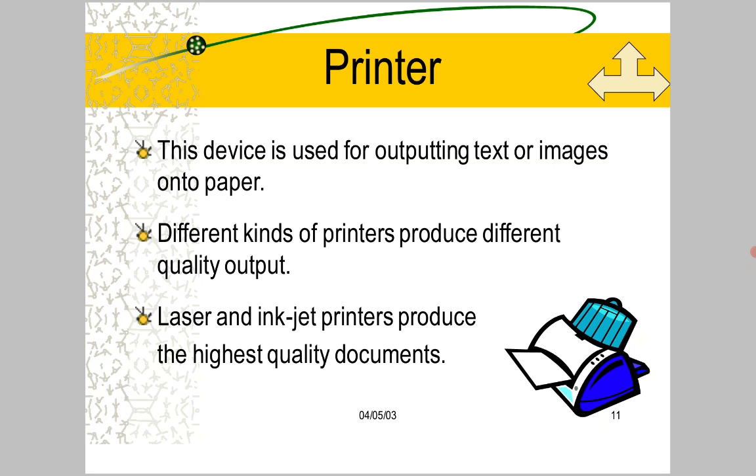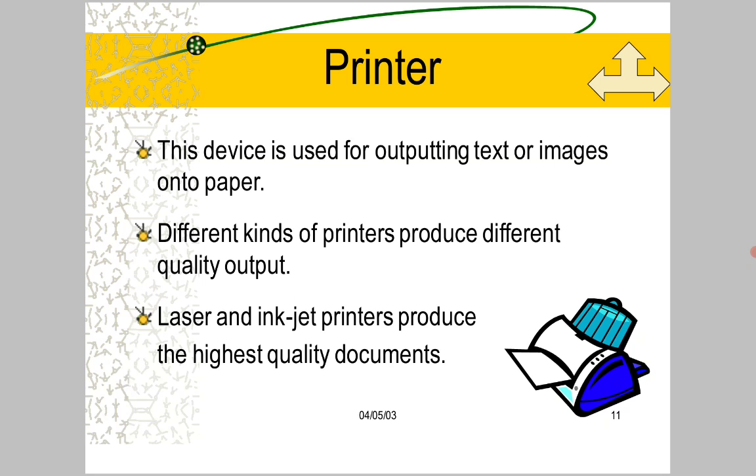So what is soft copy? Soft copy is generally used to store a file in a computer file format. Different kinds of printers produce different quality output. There are many kinds of printers available, like dot matrix printers, laser printers and inkjet printers. They have different properties, and they are used for different quality of printing also.